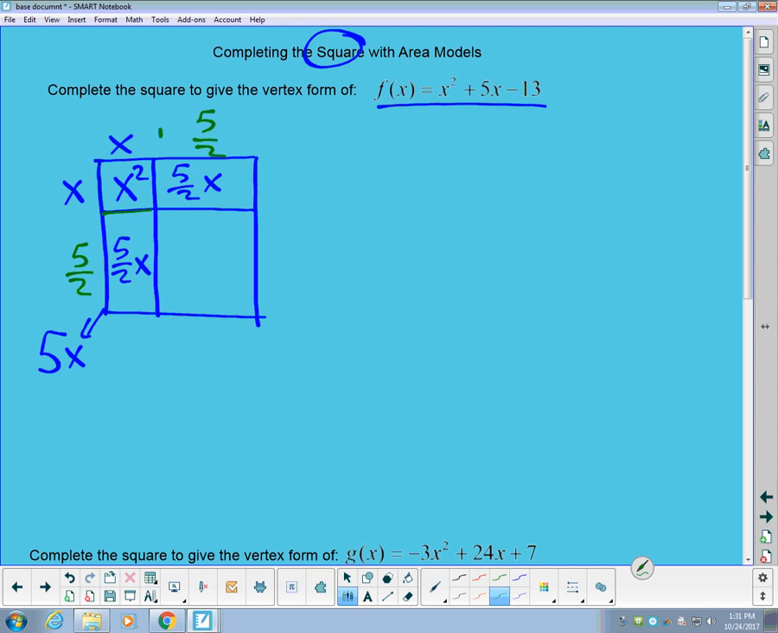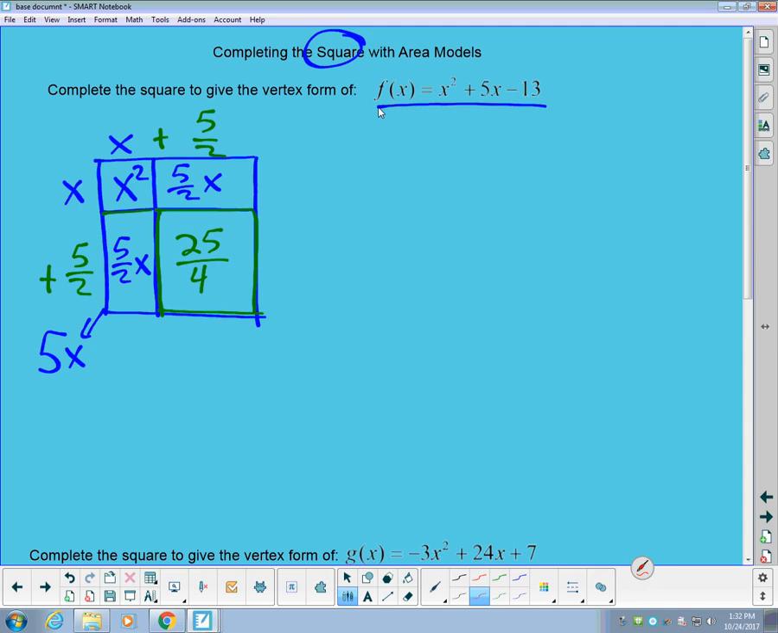But if those are both 5/2, then we know the area of this square down here, which is something we don't yet have, so we are going to complete this square by filling this box in with a 5/2 times 5/2, which is 25/4, which is great. We've completed the square, but the problem is, where did that 25/4 come from?